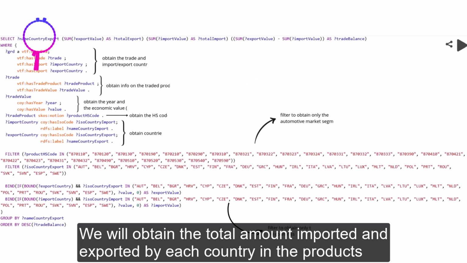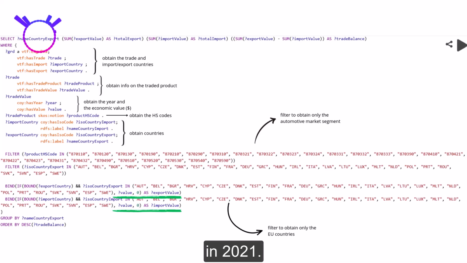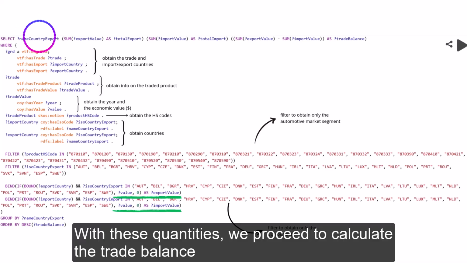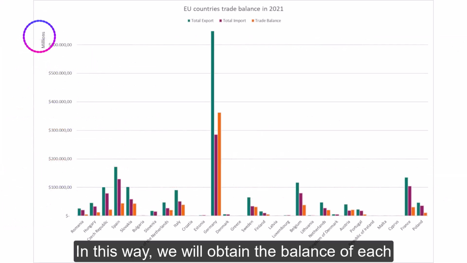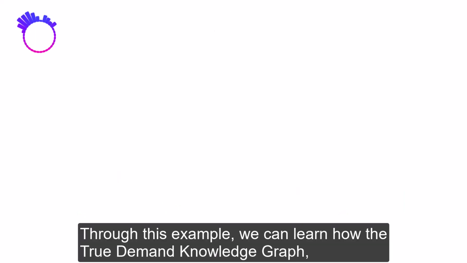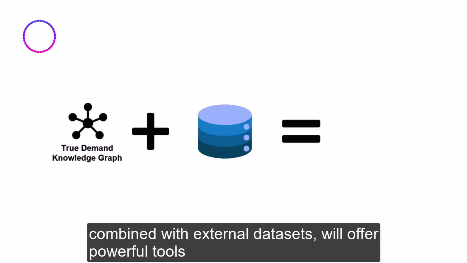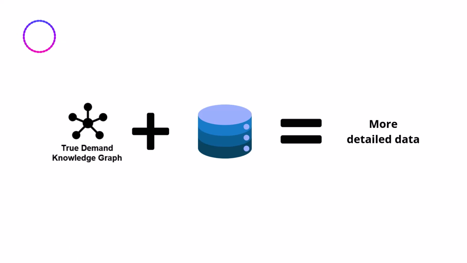We will obtain the total amount imported and exported by each country in the products related to the automotive market segment in 2021. With these quantities, we proceed to calculate the trade balance by subtracting total exports from total imports. In this way, we will obtain the balance of each country, as you can see in the graph represented by the orange bar. Through this example, we can learn how the True Demand Knowledge Graph, combined with external datasets, will offer powerful tools for a more detailed analysis into market trends.